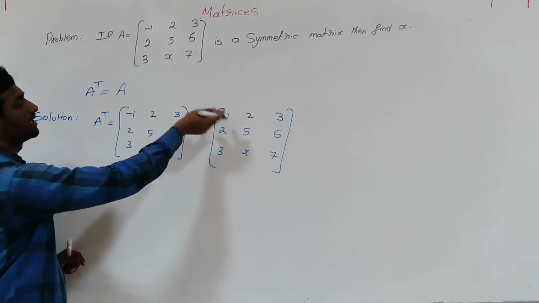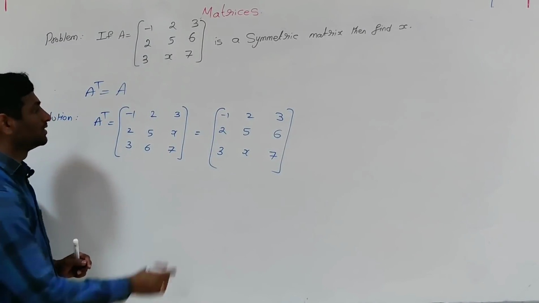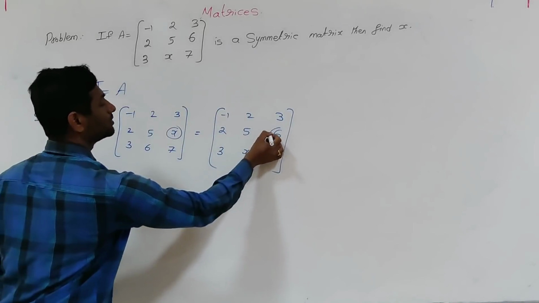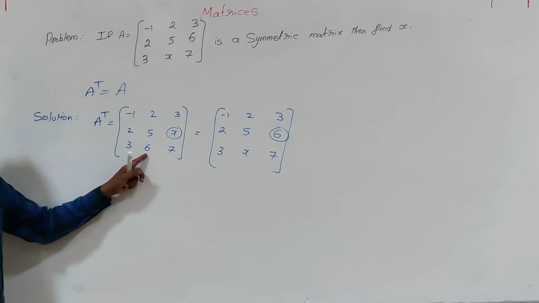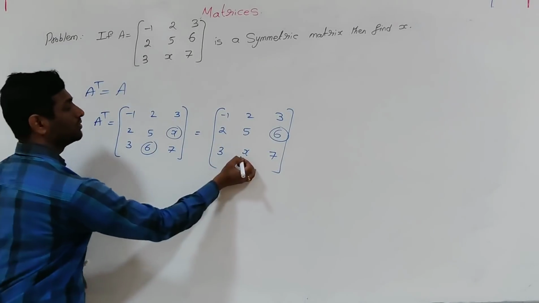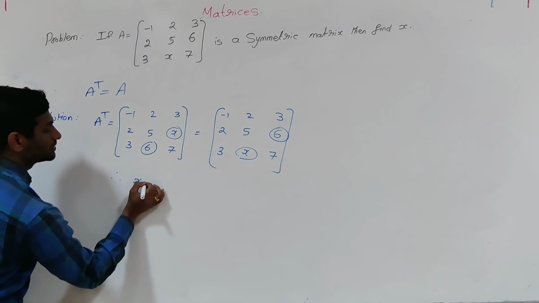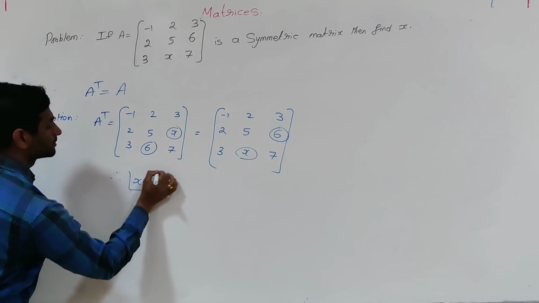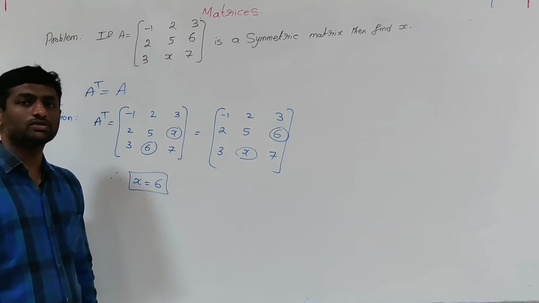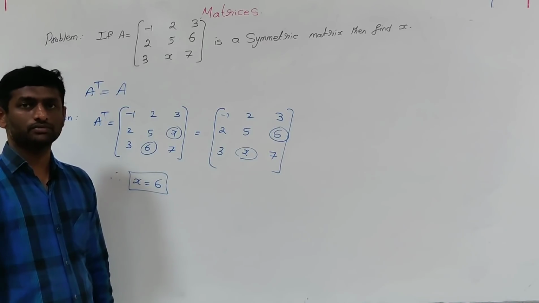If these two matrices are equal, then the question is what is x? Now compare the corresponding elements. All will be equal. So here x is equal to 6. Or you may choose here also: 6 is equal to x. So from this, we conclude x is equal to 6. So it is based on the symmetric matrix.